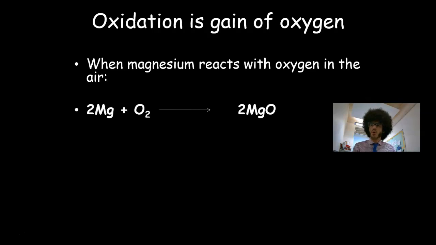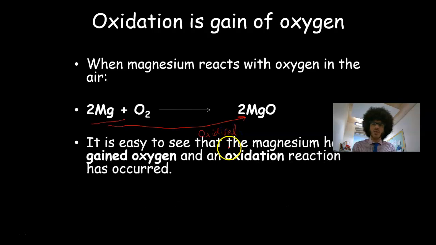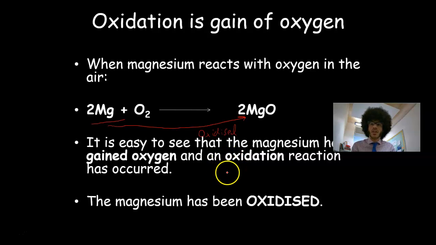Now, as I mentioned before, oxidation is a gain of oxygen. So, for example, if I've got magnesium reacting with oxygen in this equation here, I can see magnesium at the start doesn't have any oxygen attached to it. However, as the magnesium reacts, it gains oxygen. Therefore, that has been oxidized. It's easy to see from that reaction that magnesium has gained oxygen. Therefore, an oxidation reaction has occurred. The magnesium has been oxidized.